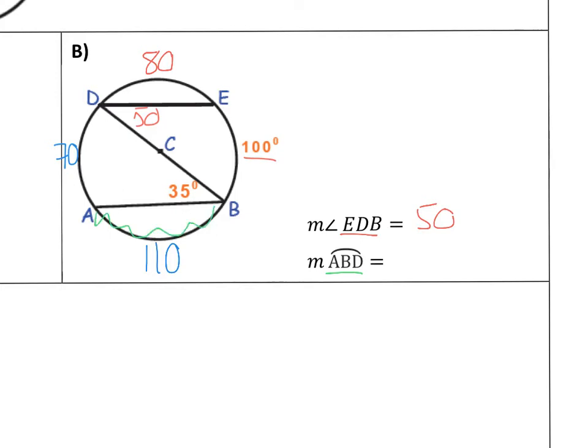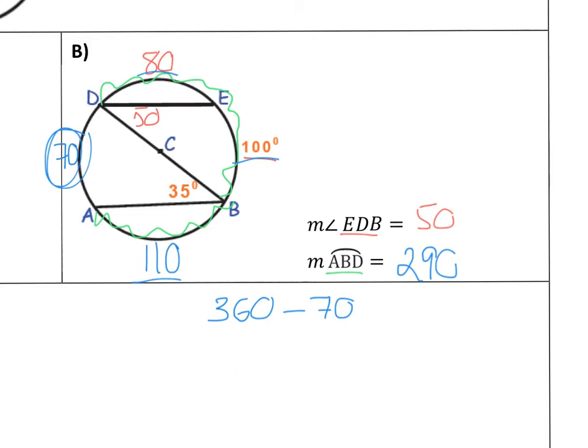So I'm going from A to B and then to D. It's definitely a major arc. There's a lot covered here. So it's 110, 180. Or what I could do is, instead of going all the way around, the only piece I didn't cover was this 70. So I can take that out, and I'm left with 290.